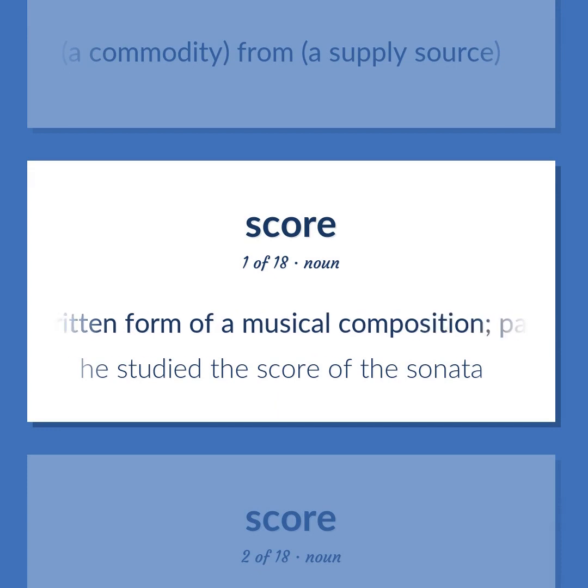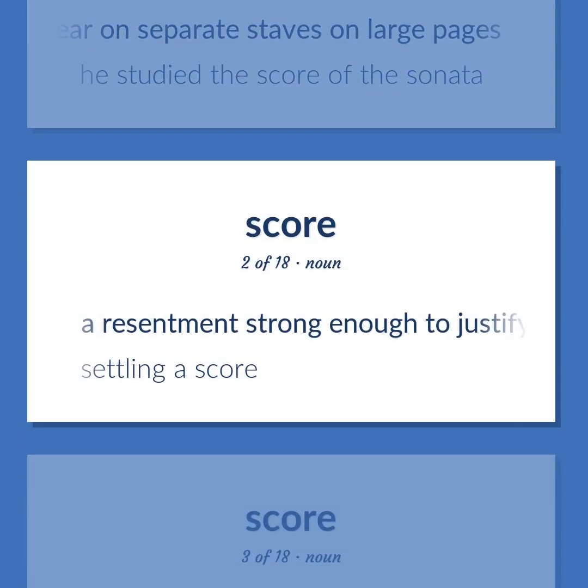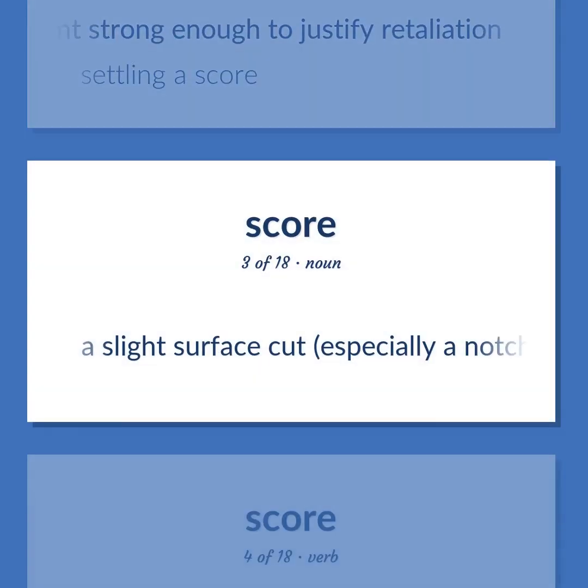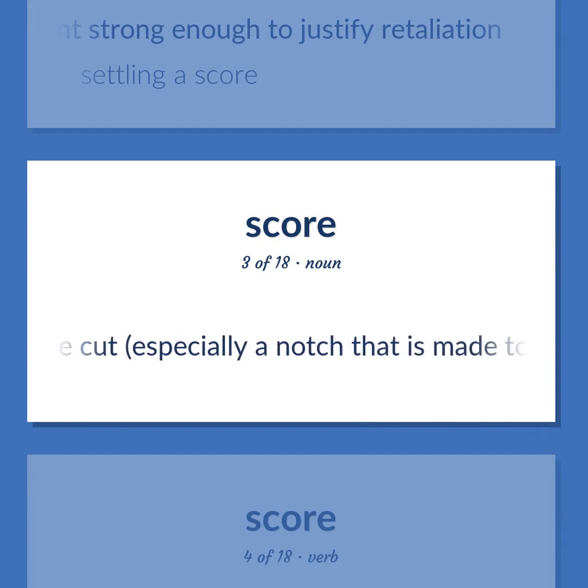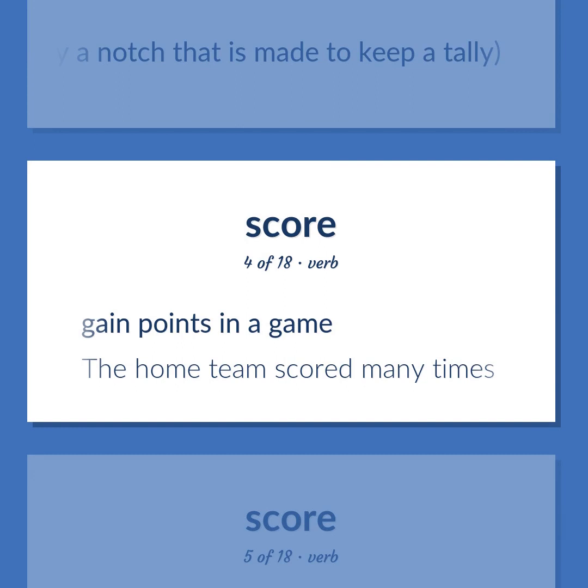A written form of a musical composition. Parts for different instruments appear on separate staves on large pages. He studied the score of the sonata. A resentment strong enough to justify retaliation. Settling a score. A slight surface cut, especially a notch that is made to keep a tally. Gain points in a game. The home team scored many times.